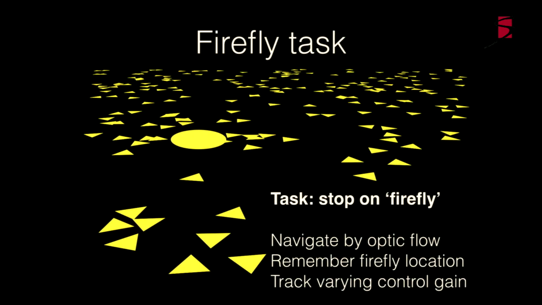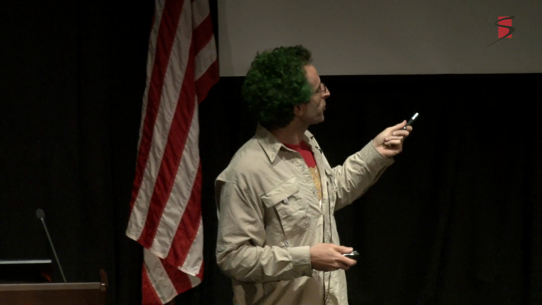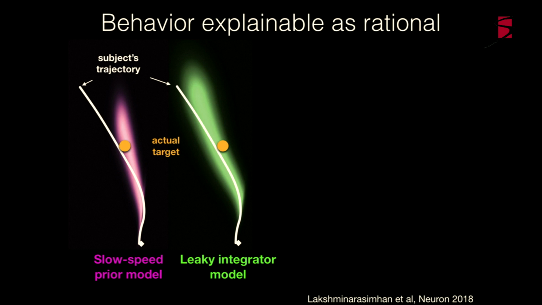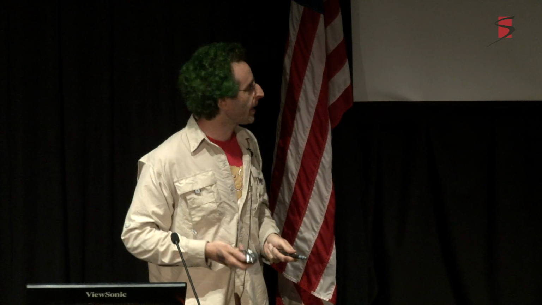So the goal is to stop on the firefly. It's there, but then it disappears. And you have to navigate by optic flow, because the triangles that you see on the ground plane, they disappear. And we have to track the different variables. So when you look at how people actually perform at this task, if the real firefly is there, people overshoot. But they overshoot by different amounts, and we'd like to figure out what model do they have in mind for the dynamics of this task. What do they think the real dynamics are?